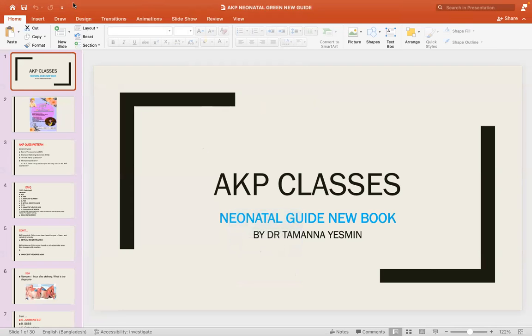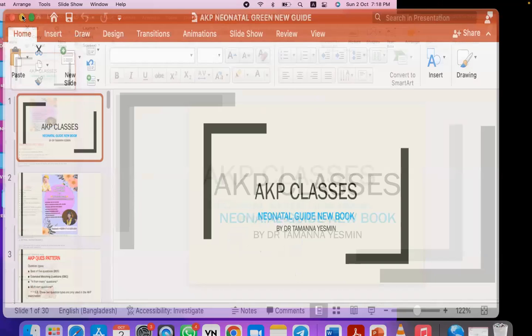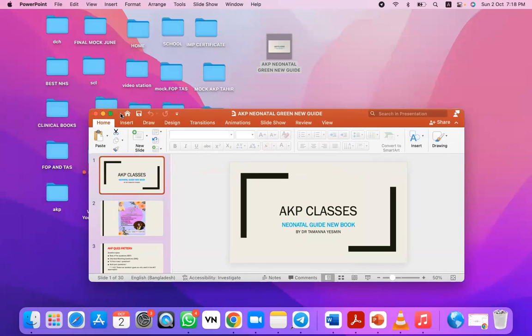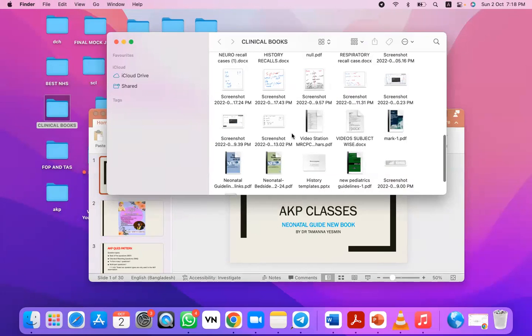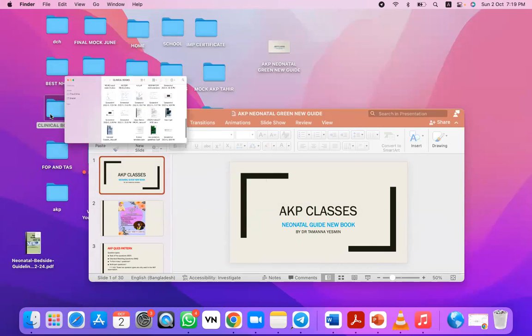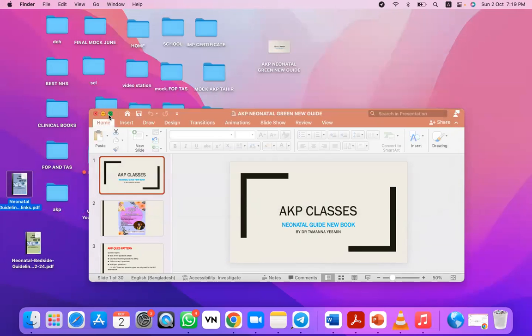So there is a new book, Neonatal Guideline. I'll show you that book just after a few moments. That neonatal book, we did that class in our batch, and that is also a very good book, I must say. So you can read that book also, Neonatal Guideline. And if you already read the blue one, let me show you the blue one, no problem. You can read the new guideline, just the few important topics.